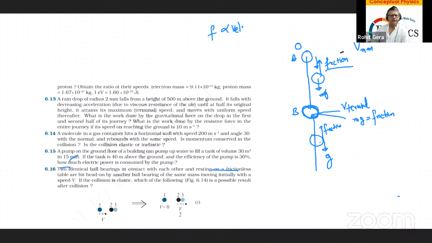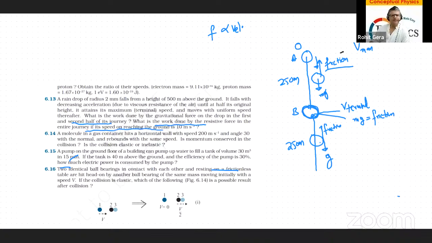So all throughout it falls, and it says half its original height. So this is 250 meters. This is also 250 meters, and then what happens? What is the work done by gravitation in the first half and the second half? Or let's see, what is the work done by the resistive force in the entire journey?